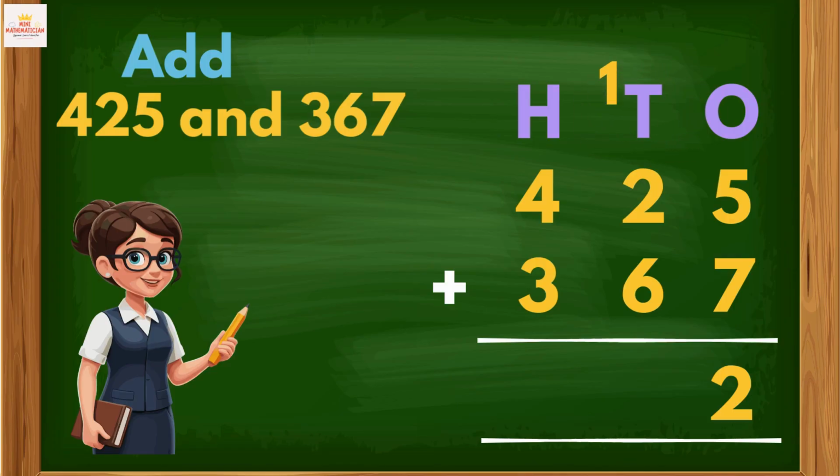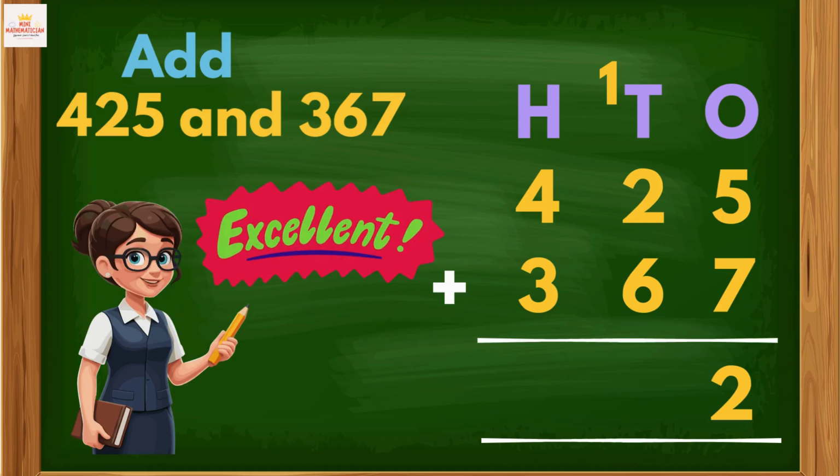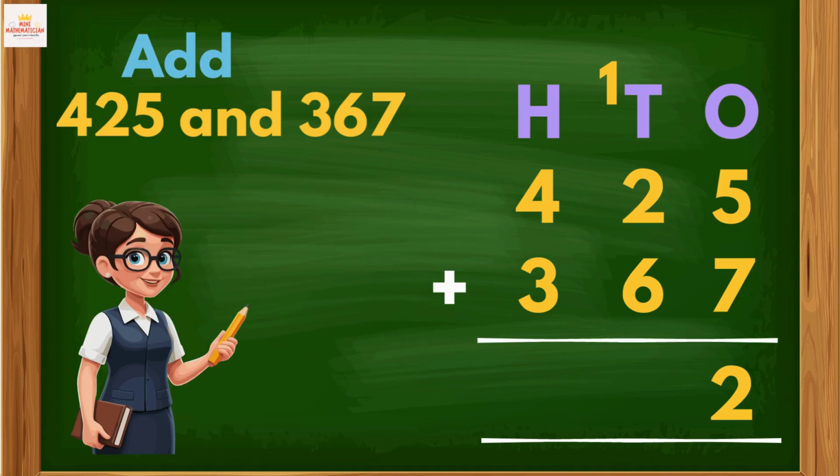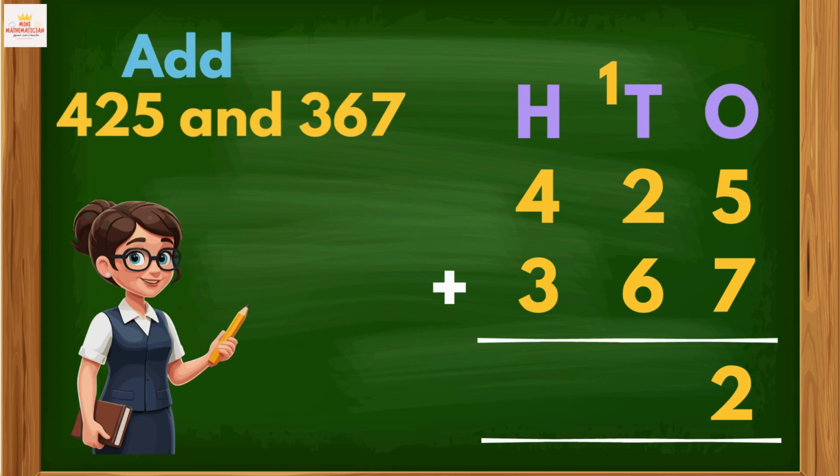Now, what is the next step? Excellent! Add the tens. What are the numbers in the tens place? Very nice! 2 and 6, and we also add the carried 1. After adding, we get 9. What is the next step?